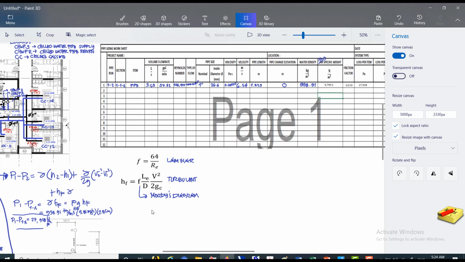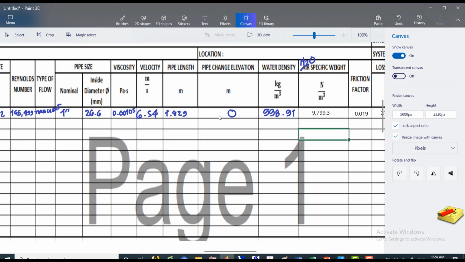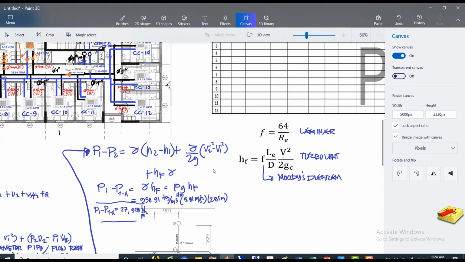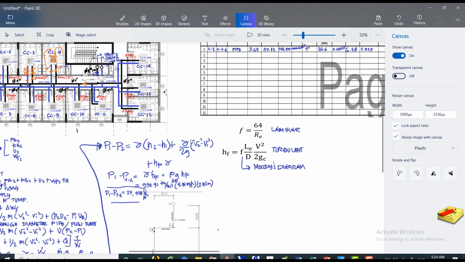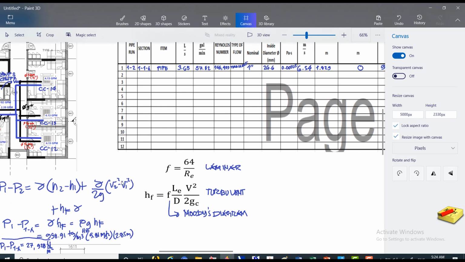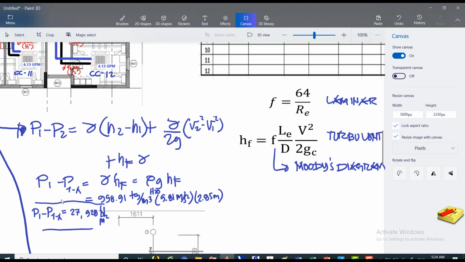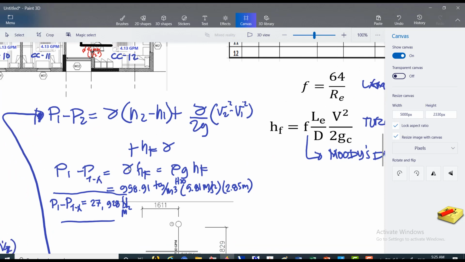Continuing, so we now have the value. For the change in elevation, I would like to reiterate: we are on the same floor, so that's why the change in elevation is 0. Then your velocity, there is no change in diameter of the pipe, it's a single pipe, so this will be 0. So the pressure head loss will just be the pressure loss.